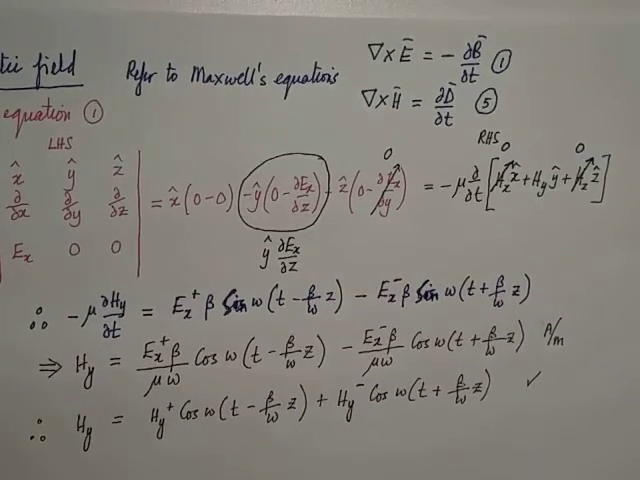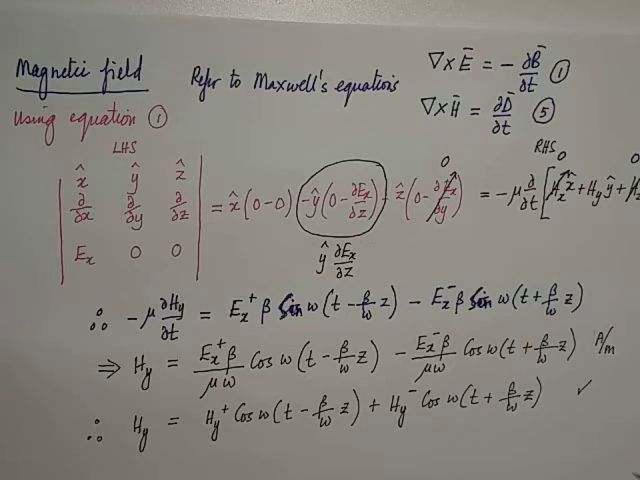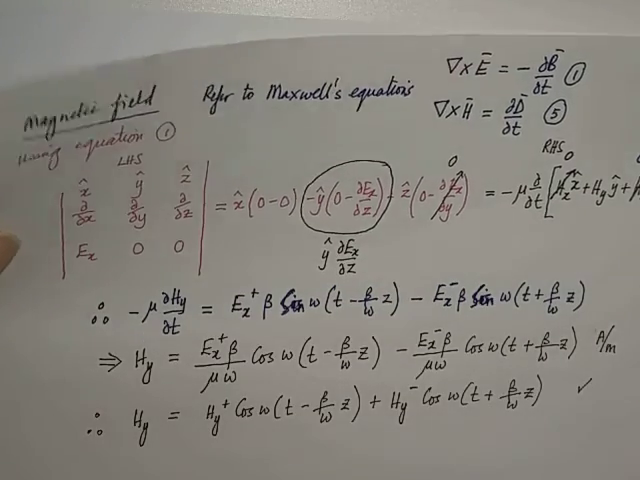What is important here in this example is that when you are given one field, you can find the corresponding field by using which equation? Maxwell's equation. So from this, you can see that it can be done mathematically. We have solved the electric field, and now we have the corresponding magnetic field. Again, what is our objective here? To model the wave propagation.